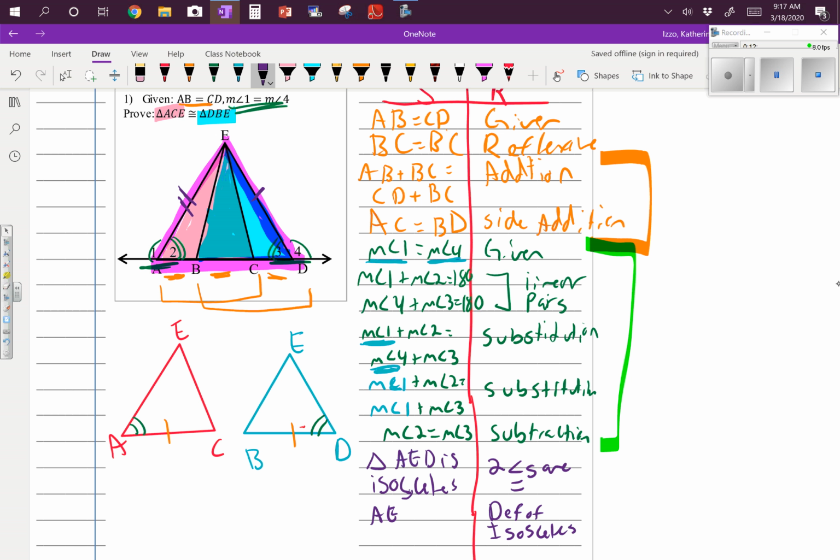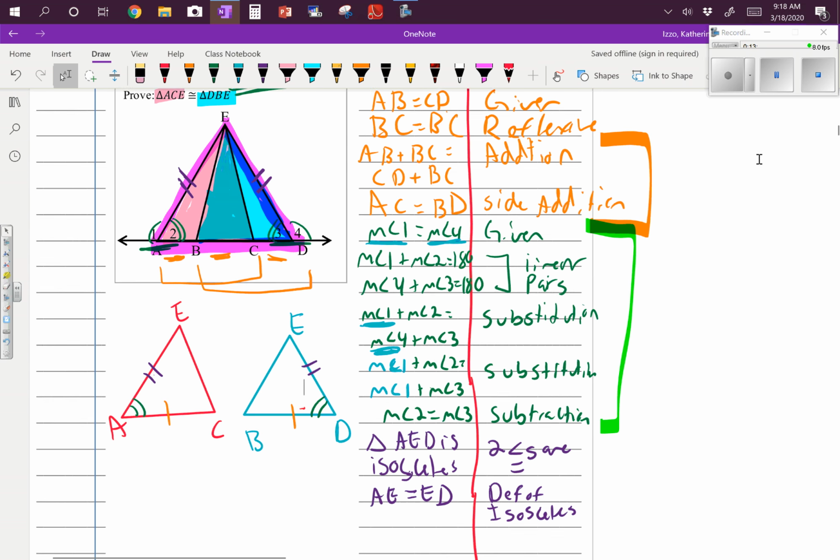Oh, you're right. I should do two there. Why? Because they're the second pair. I fixed it. Thank you very much for catching it, Squirrel. Yes, I'll give you a treat later. So AE equals ED. And mark it in our picture. Don't forget to mark it in the picture.